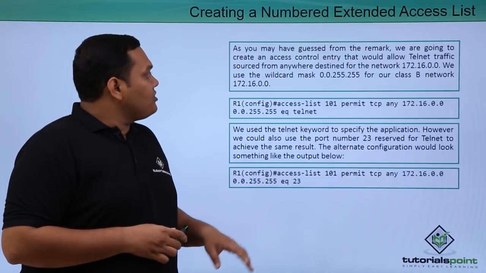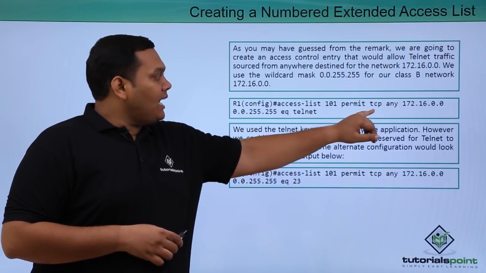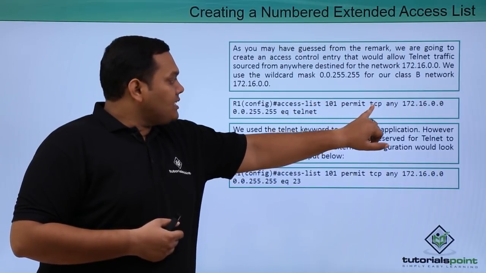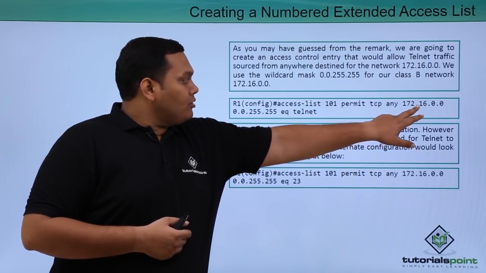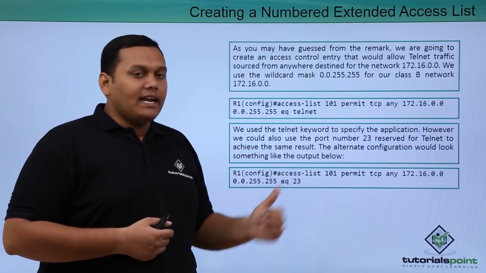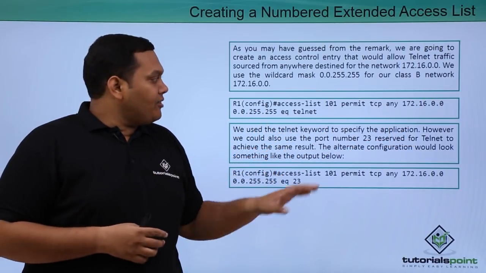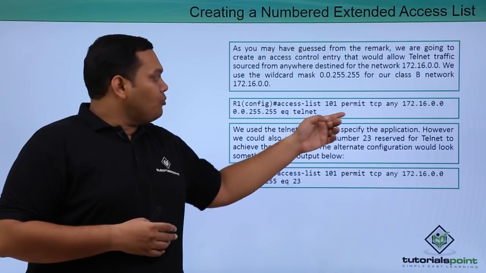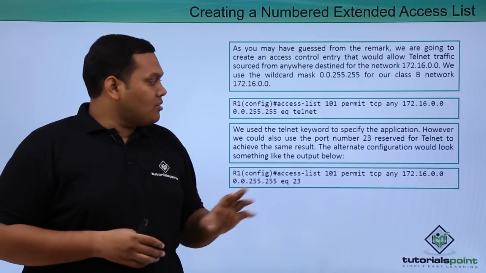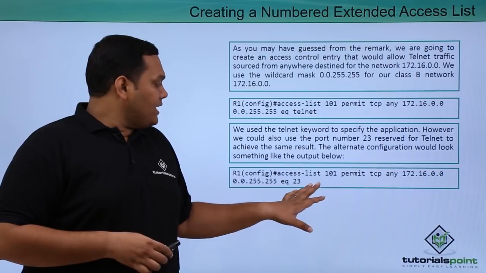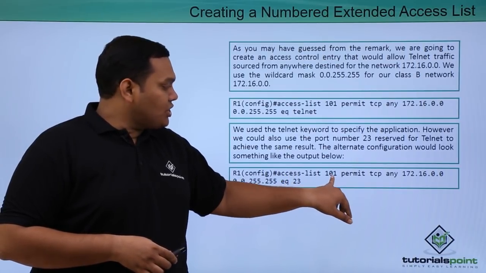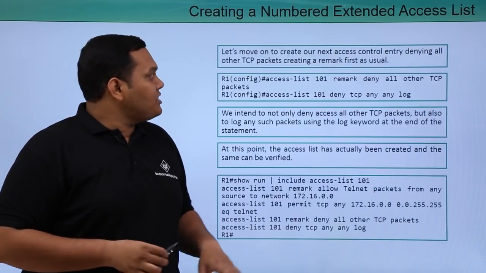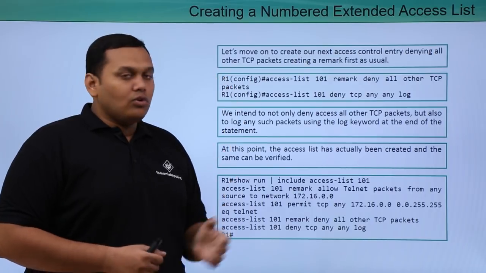In the same way, if you want to permit TCP from any source to the network, access-list 101 permit TCP any to the network and the wildcard mask through telnet. So if any source is sending TCP packets through telnet to this network using this wildcard mask, you permit the packets. Again, access-list 101 permit TCP any to this network equal to 23. So it clearly mentions this, and next we create an access control entry denying all.